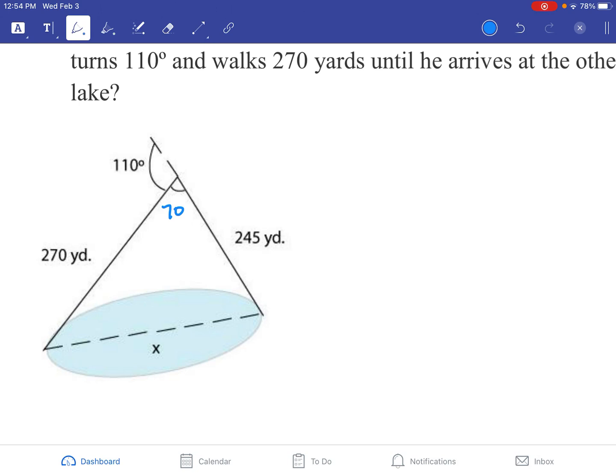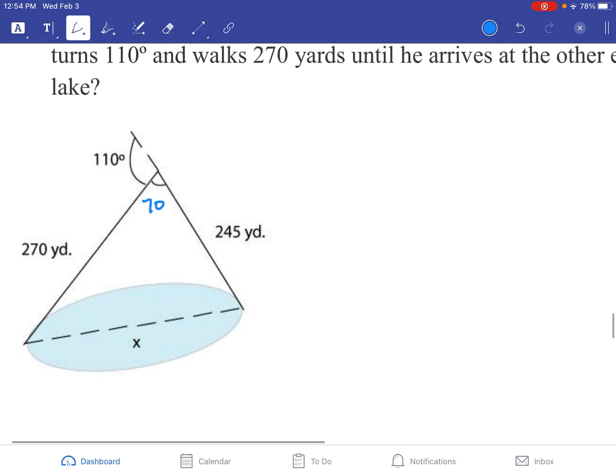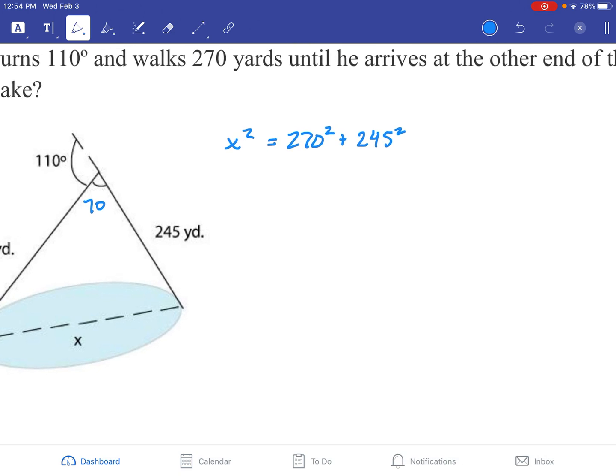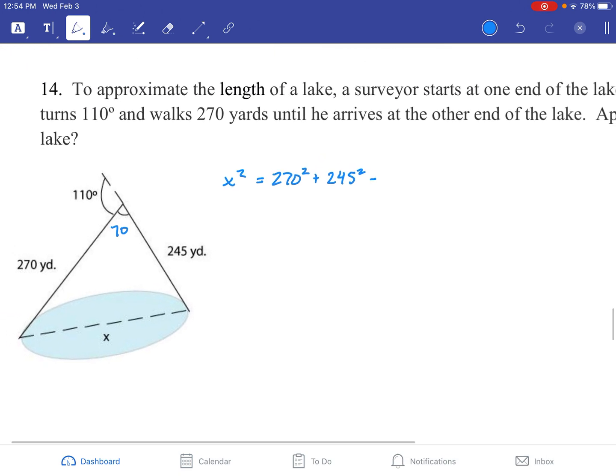Now, if we're looking at our picture, we don't have a corresponding angle and side pairing, so it's not going to be the law of sines, it must be the law of cosines. So I'm going to write it out. x squared is equal to 270 squared plus 245 squared minus 2 times 270 times 245 times the cosine of 70.